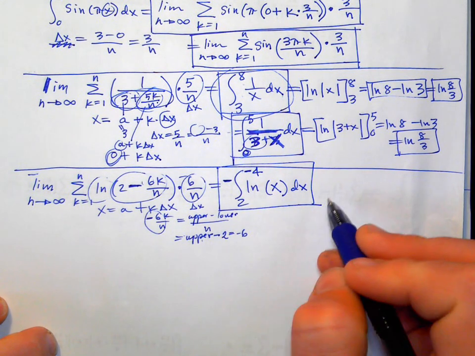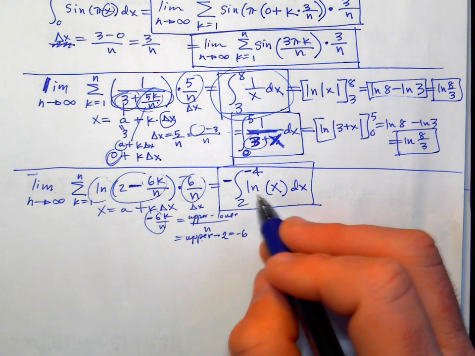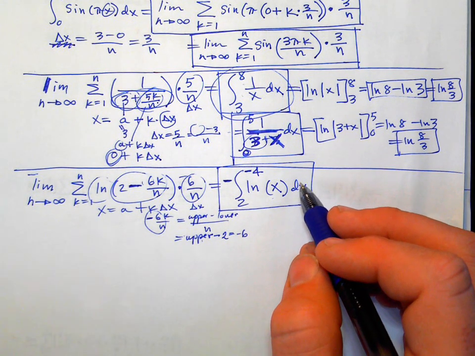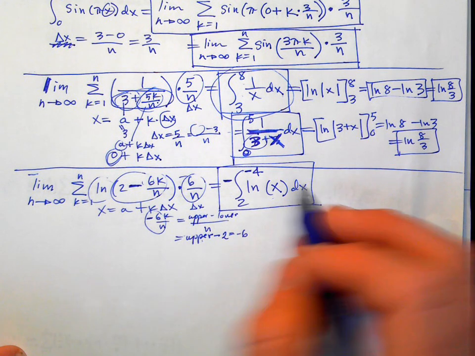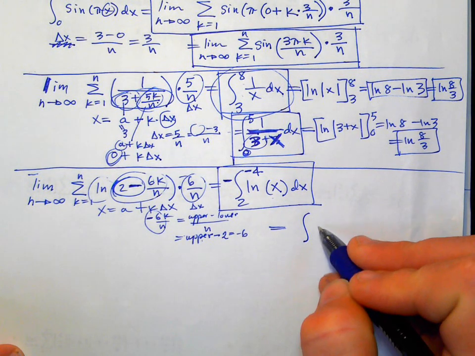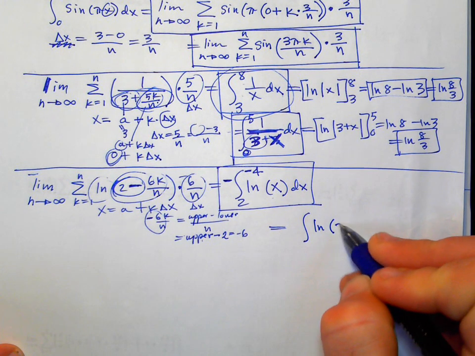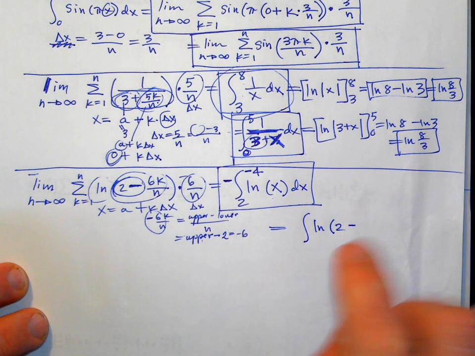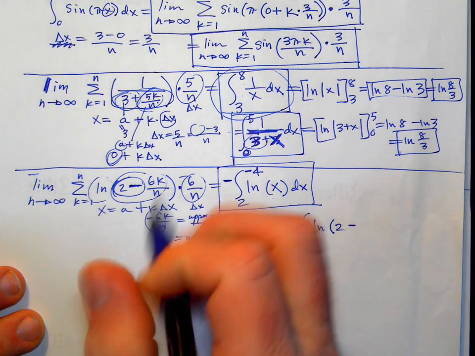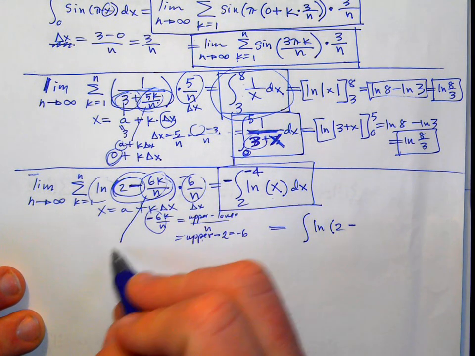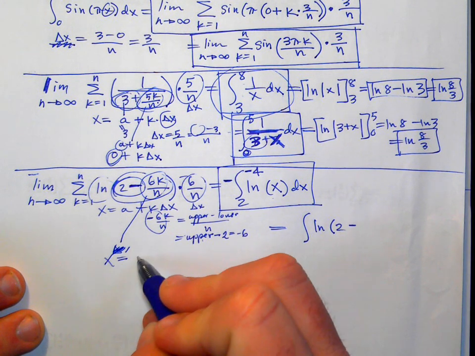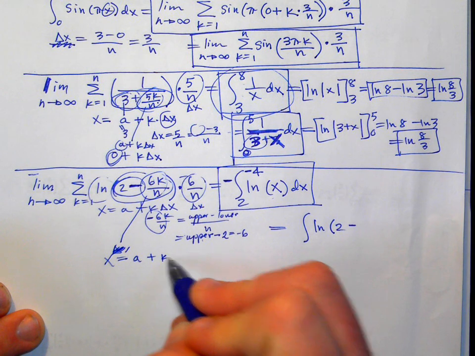And we can't integrate this one, by the way. You can't integrate natural log x, so you'd be done. Let's look at some other creative approaches. Let's imagine the 2 minus is just part of the function that we're trying to find, and that's going to be a little nicer. So we're going to assume that's natural log of 2 minus, and that this whole thing right here is our x, which equals our lower limit plus k delta x.